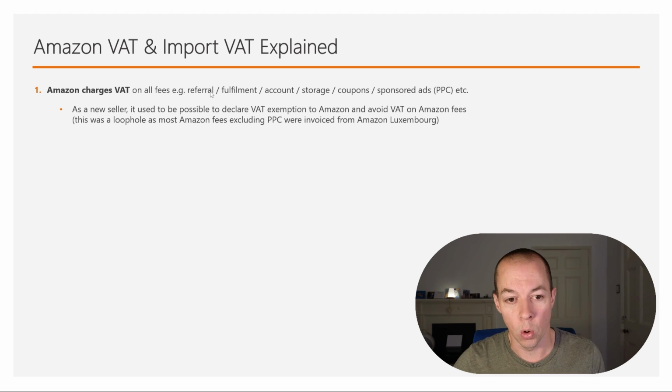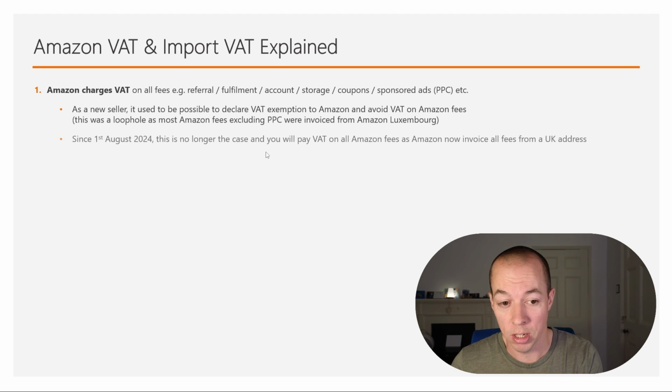The reason for this is all of these fees were invoiced by Amazon Luxembourg. And because of the way VAT was set up with the EU after Brexit, we could avoid having to pay VAT on these fees by telling Amazon that we were VAT exempt. Now, we still had to pay VAT on our sponsored ads, as that was always invoiced by Amazon UK, whereas these fees were always invoiced by Amazon Luxembourg.